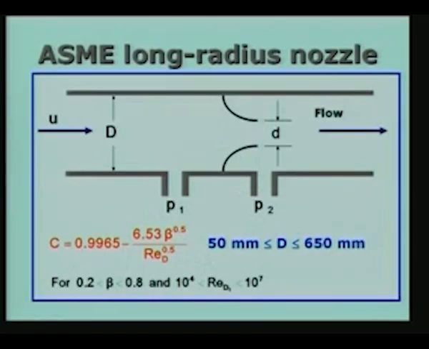So if you go back to the sketch, you will see that the long radius nozzle can have values of beta between 0.2 and 0.8 and the Reynolds number between 10 to the power of 4 and 10 to the power of 7. Normally, below 10 to the power of 4 we do not use any of these devices. In most applications the Reynolds number is certainly more than 10 to the power of 4.